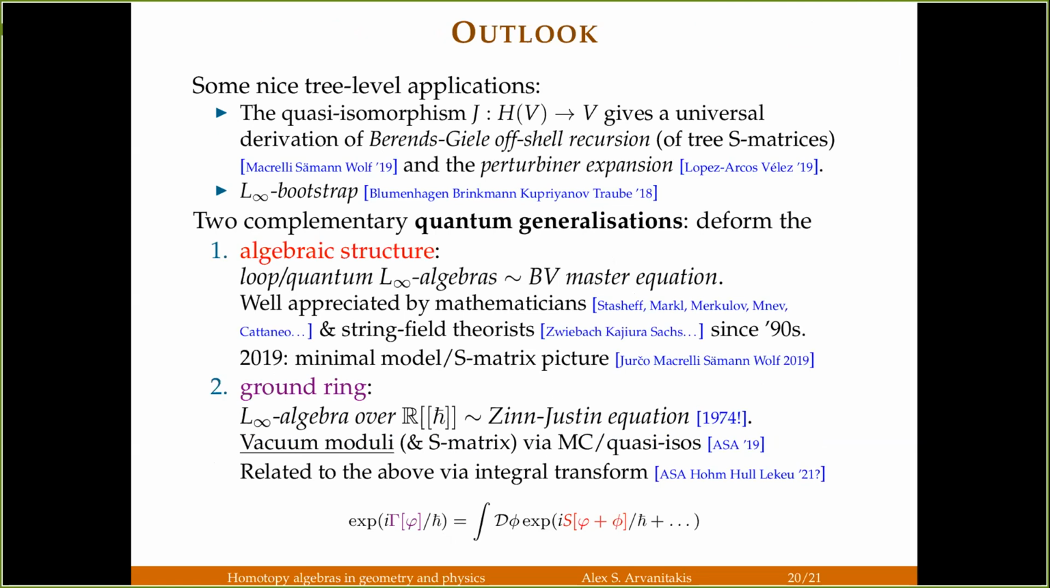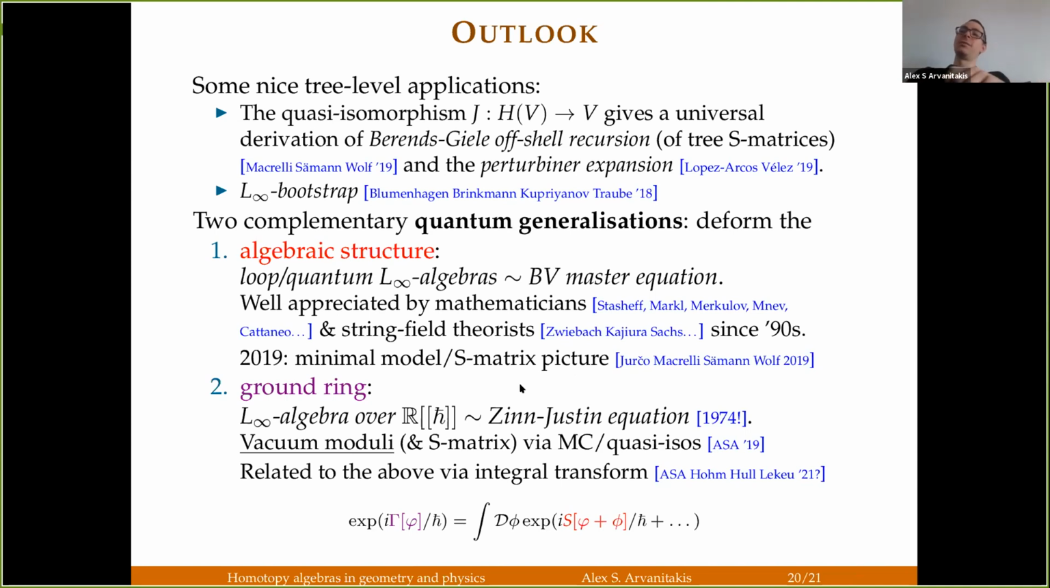So I will just say that the current frontier, as it were, consists of quantum generalizations of this picture. If you're doing perturbative field theory, then to go quantum, you do a path integral, you integrate an action S, and out comes, say, a 1PI effective action. And then you have two major complementary quantum generalizations. You can either have a homotopy algebra corresponding to what goes in the path integral, S in red here, which deforms the algebraic structure. You get a loop or quantum L-infinity algebra.